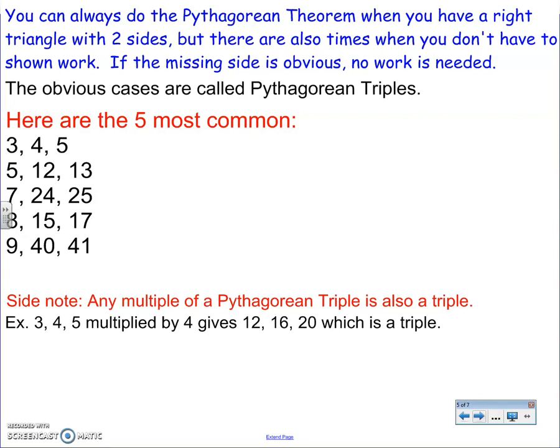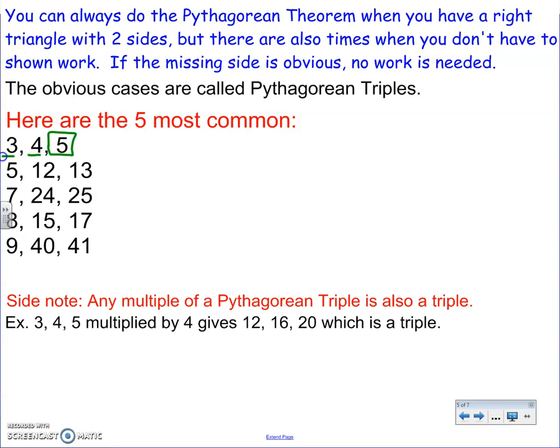3, 4, 5. So if you have two legs, one's 3, one's 4, the hypotenuse has to be 5. Or maybe you know the hypotenuse is 5 and one of the legs is 3, that means the other leg is 4. I mean, you already know the numbers using the Pythagorean theorem, but it's just a quick pattern. If you see it, you use it, no work.